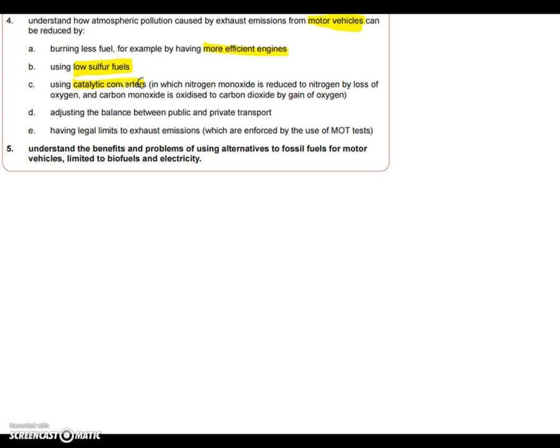Catalytic converters, almost all cars have these days. Nitrogen monoxides, they get reduced back to oxygen, and so remember this word from previously, reduction here, it just means removal of oxygen, so it goes from nitrogen monoxide back to nitrogen. And carbon monoxide is oxidized, so we're adding oxygen, and that goes back to carbon dioxide. So not full equations here.